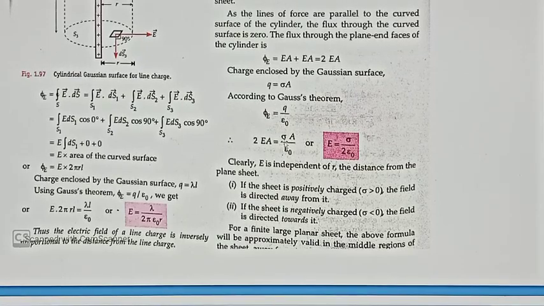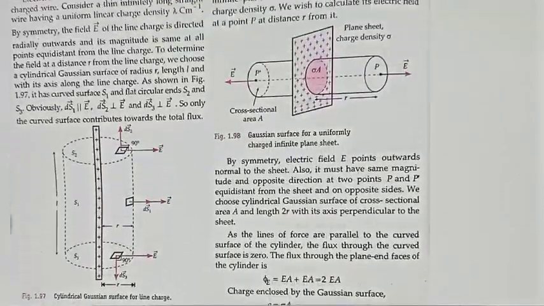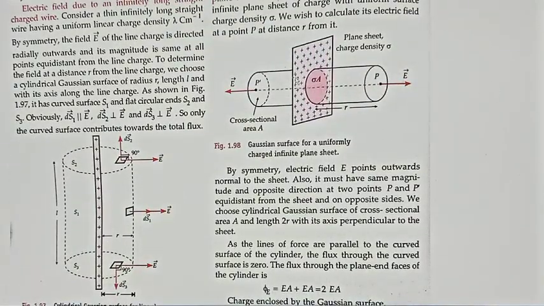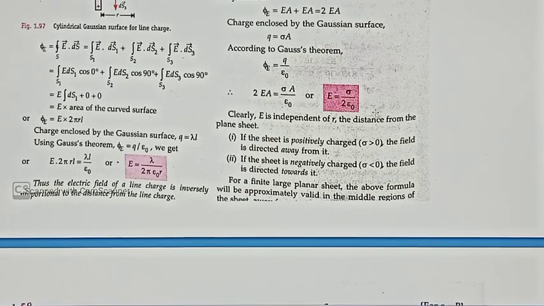If you introduce sigma in this expression, then the electric field at any point appears to be E is equal to sigma by twice epsilon naught. Although we considered the point P at a distance r from the plane sheet, you see that small r is not appearing in the final expression. It means that E is independent of r, independent of the distance. It depends only on the surface charge density.